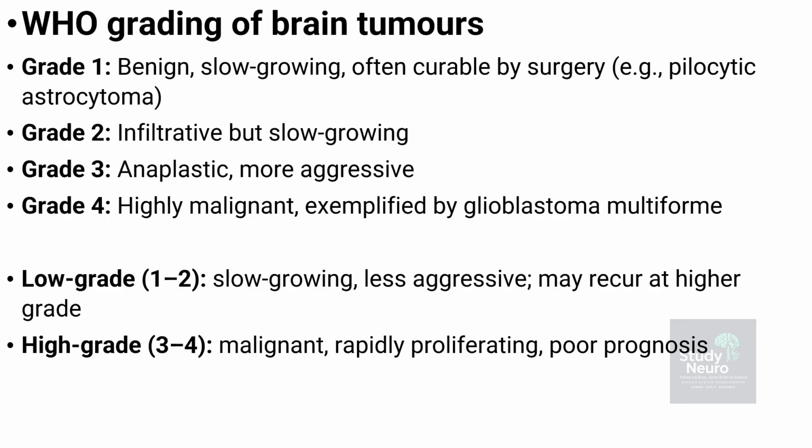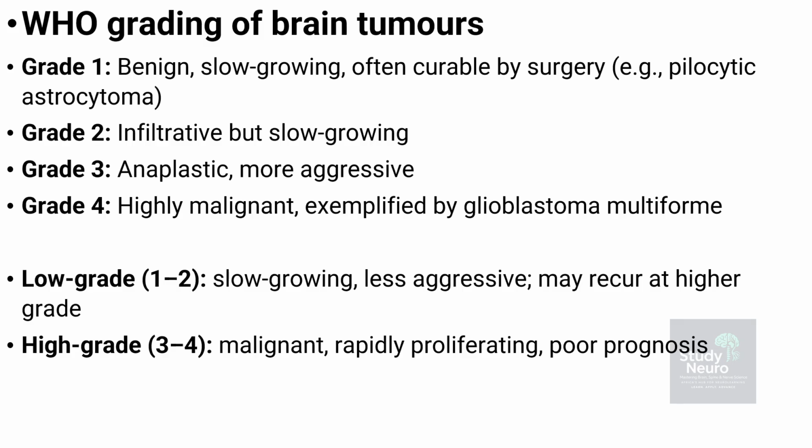The WHO grading system classifies brain tumors from grade 1 to 4, reflecting their biological behavior and prognosis. Low-grade tumors, grades 1 and 2, grow slowly and are less aggressive, but may recur at a higher grade over time. High-grade tumors, grades 3 and 4, are malignant, fast-growing, and associated with poor outcomes.